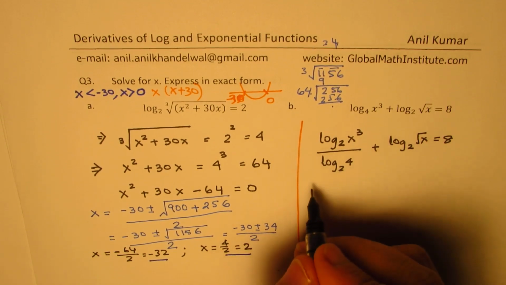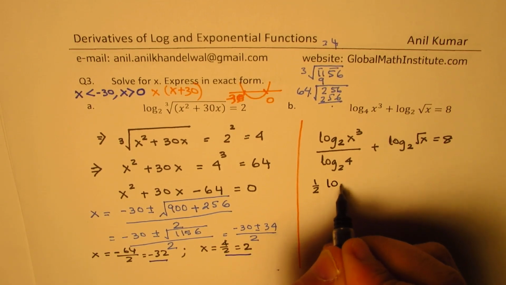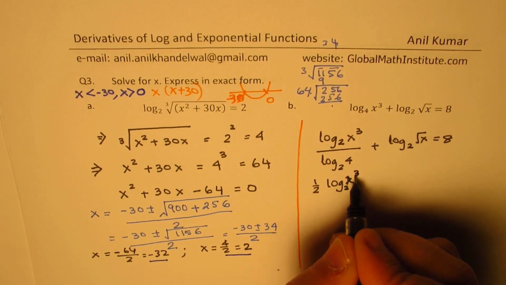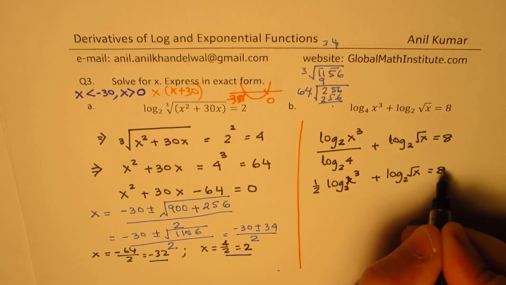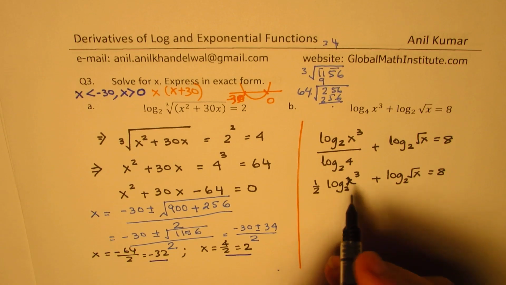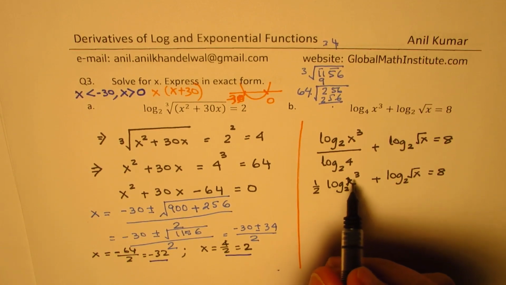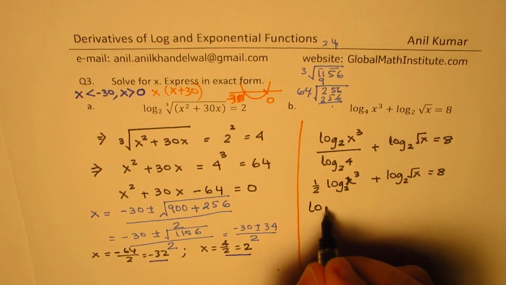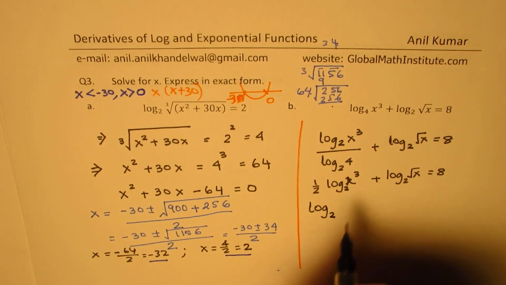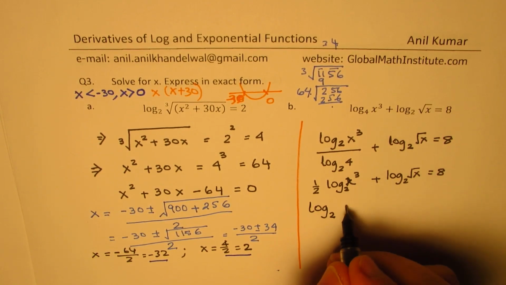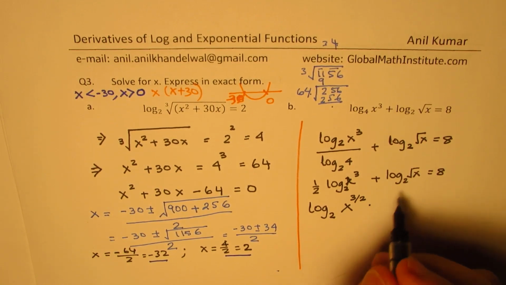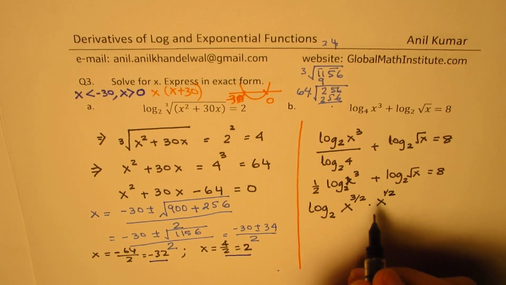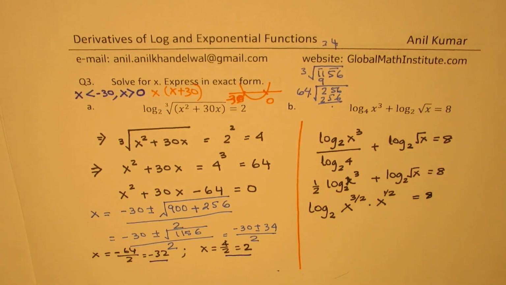Now, log to the base 2 of 4 is 2 here, right? So we have half of log to the base 2 of x cubed, plus log to the base 2 of the square root of x equals 8. So we can now combine these terms. We will go one more step. Log to the base 2 of, that becomes the product, right? So we have x to the power of 3 by 2 times x to the power of half is equal to 8. Right?